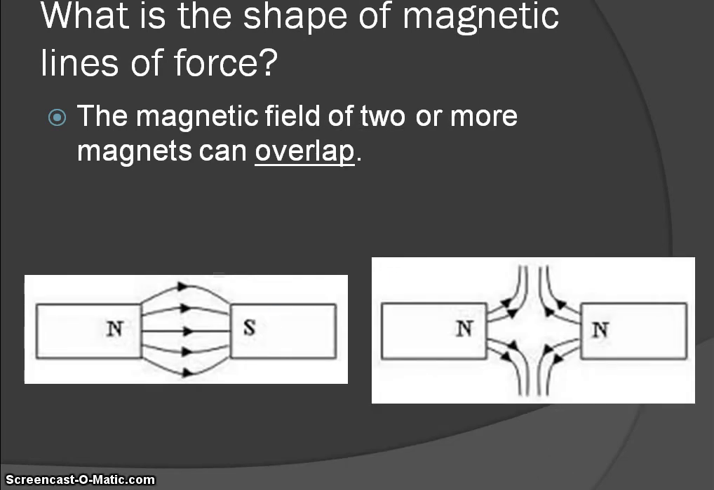And if we bring two magnets together, we can see how these lines of force change. If they're opposite, they'll connect, and if they're the same, you can see the lines repelling each other.